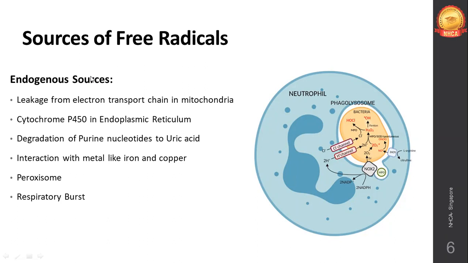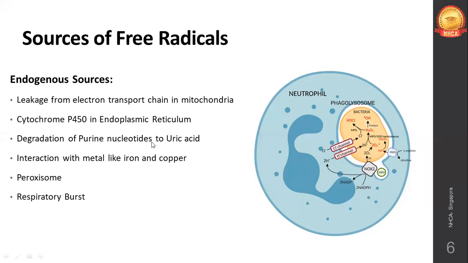Any leakage of the electron transport chain in mitochondria is one of the sources of free radicals. So the cell itself becomes a reactive agent. Cytochrome P450 in the endoplasmic reticulum. The endoplasmic reticulum, mitochondria, the nucleus and lysosomes are all parts of the cell. Cytochrome P450 is found inside your own cell itself.